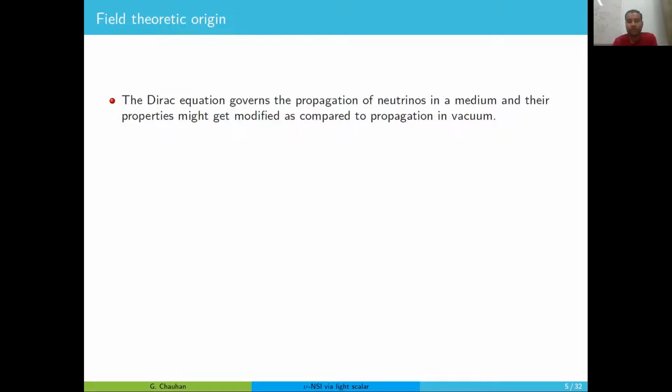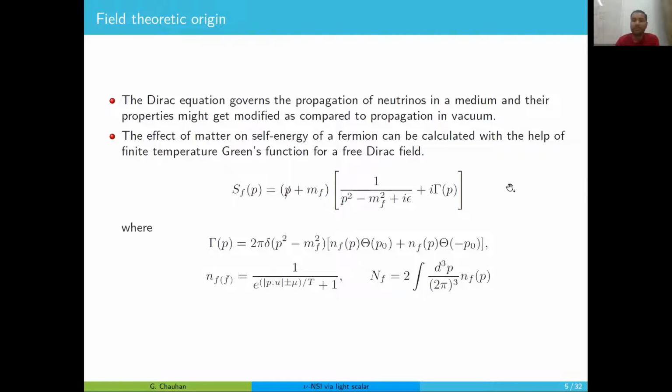So to use a field theoretic setup to calculate this effect, we use the finite temperature Green's function for a free Dirac field. So this is the propagator for this Dirac field in presence of a medium. The first term is the vacuum term, the normal vacuum Feynman propagator term, which you can see here. And the second term actually quantifies the effect of finite temperature of the background medium and density, given here by gamma of P. So this gamma of P is a function of a few different variables that I'll discuss to give you what physically it means.